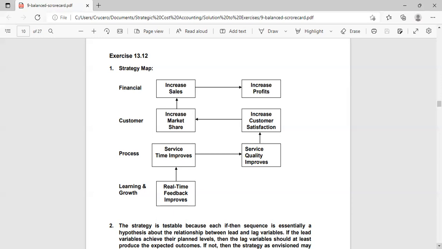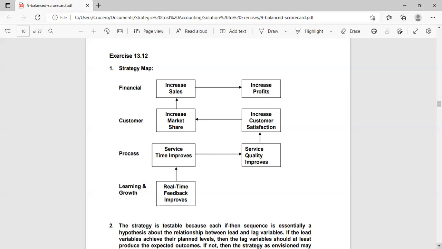So we have now real-time feedback improves, service time improves, increase market share, increase sales that will increase profit. Increase customer satisfaction will increase market share, and service time improves, service quality improves.